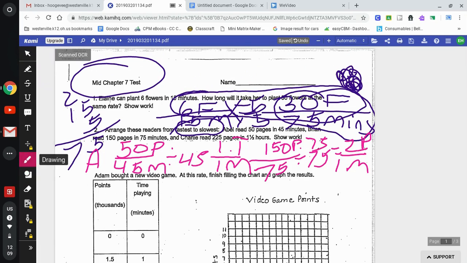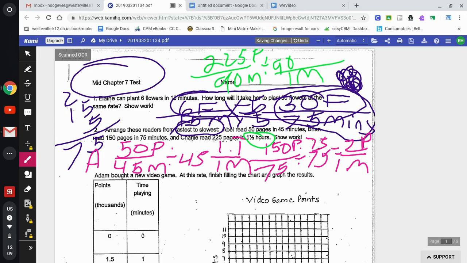Now Charlie does 225 pages in an hour and a half. Well, I'm going to convert my hour and a half to 90 minutes. 30, 30, 30. So I'm going to do my 225 P over my 90 M's. Divide both by 90 so I can get 1 on the bottom. And I get 2.5. So he reads 2.5 pages per minute. Brian reads 2 pages per minute, and Abel reads 1.1 pages per minute.